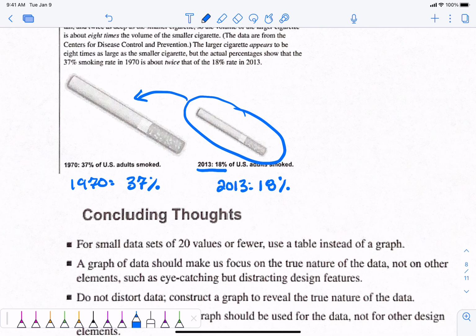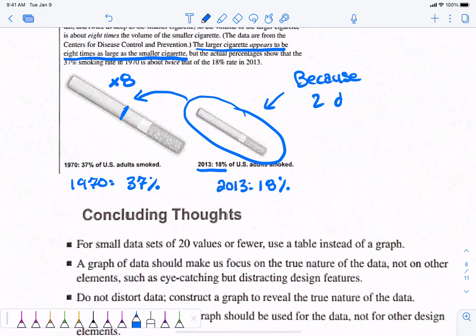Why doesn't it look half? It might be half the length, right? Yeah, it's a two-dimensional figure. So the area is not the same. This area is not going to be proportionate to that area. If we're just looking at one-dimensional things like lines or bars, sure. But this one has two dimensions, okay? The larger cigarette appears to be 8 times as large as the smaller cigarette. So this one is actually times 8. Why? Because it's two-dimensional.